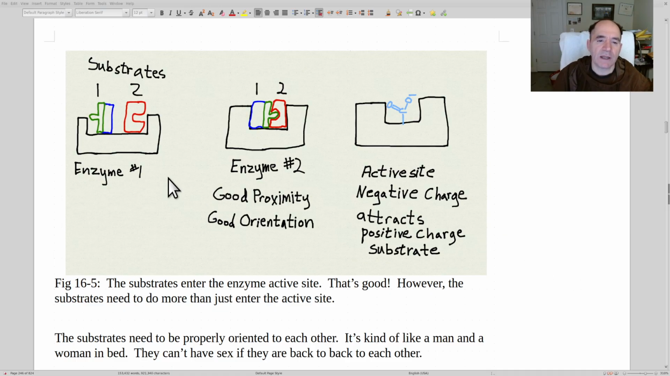Okay, so first of all, here's an enzyme where the active site is perhaps a little too big, and you'll have the substrates, but they're not orientated properly to react. Here's a second enzyme, and its active site is just right. The substrates are properly orientated so that they can react with one another, and the reaction will proceed to completion. Okay, very common. If you have a negative charge inside the active site, it'll attract a positive charge substrate to come into it.